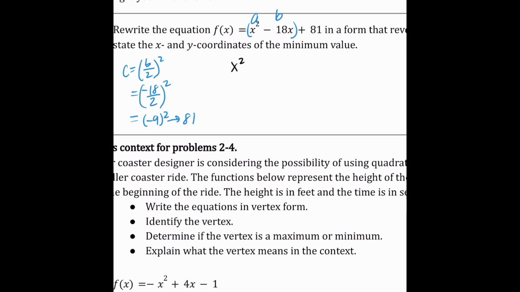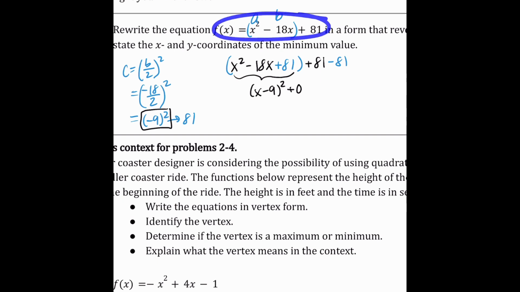So x squared minus 18x plus 81 inside, and outside I have that 81. If I added 81 inside, I'm going to subtract 81 outside. I'm going to think about what I had before I squared it. It was this right here. What did I have before I squared it? I had x minus 9 squared, and then 81 minus 81 is giving me 0. So this right here is now in vertex form. Up here we have standard form, and we went to vertex form by completing the square.